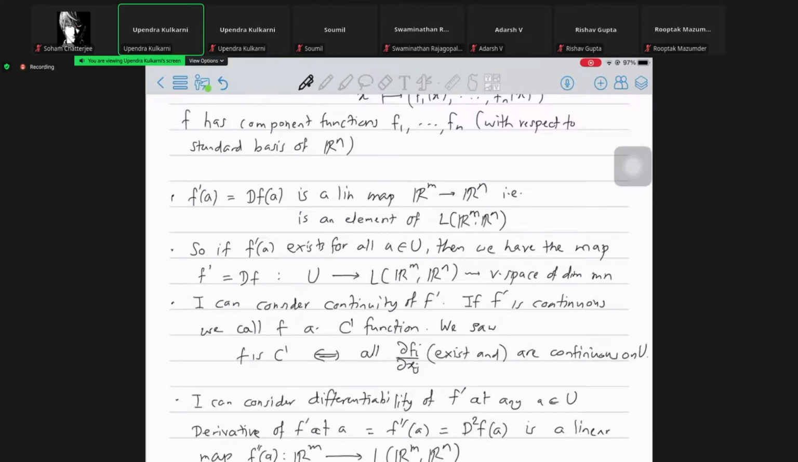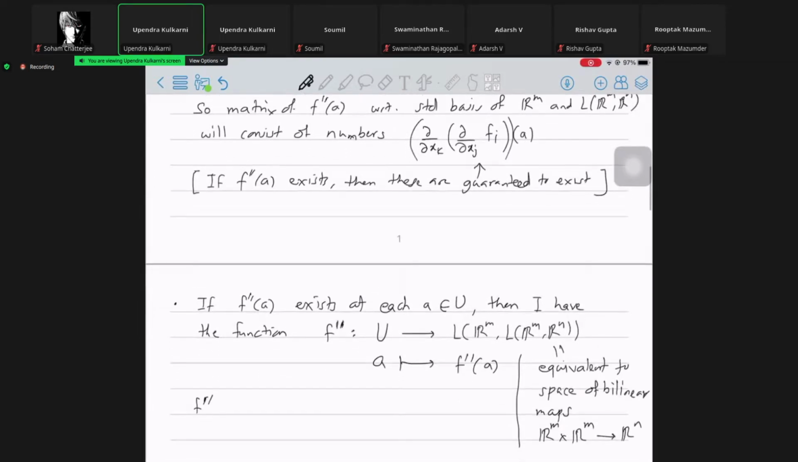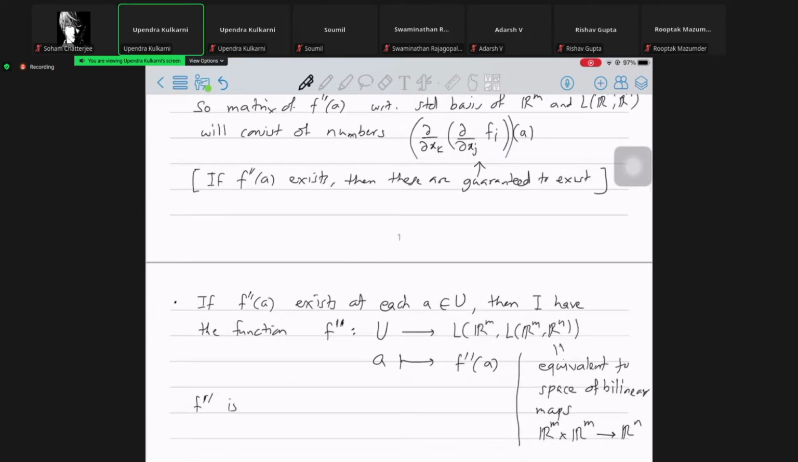So let me just number these points too. So now the analog of 3 is that f is called a C1 function if the derivative of f exists on this open set and is continuous, and that is characterized by the continuity of all the partial derivatives. In exactly the same way, I say that f is of type C2.